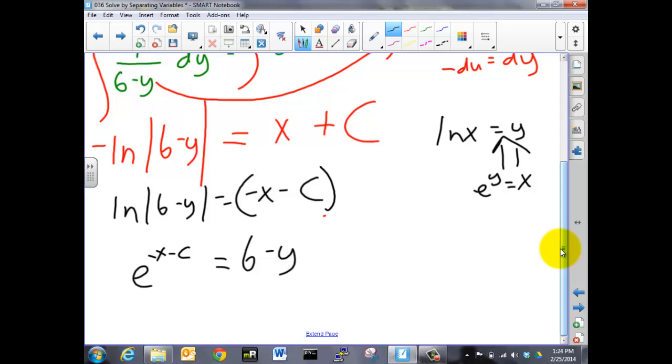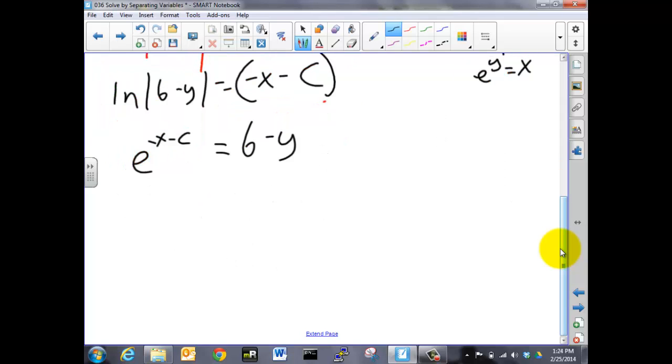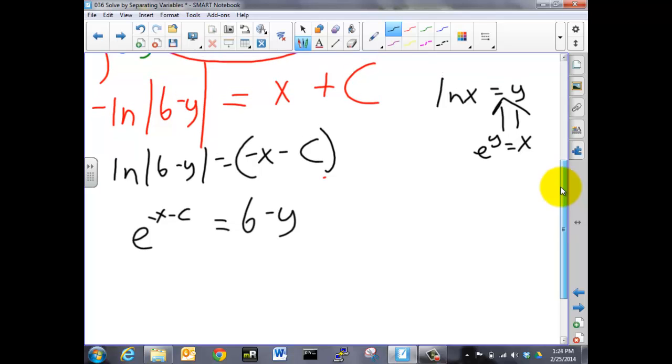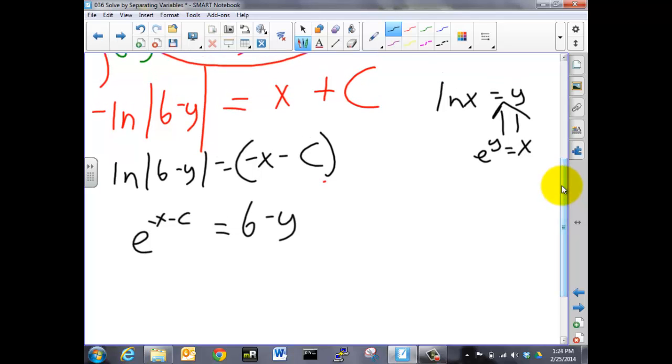Now, we wanted to get y by itself, so what do you want to do to solve that, figure that out? Good question. Does the 6 minus y have to be absolute value anymore? The answer is no, it does not. I can't really give you a great explanation for that, but just no, it does not, okay? So now we need to get y by itself. I'm going to wind up with y equals 6 minus e to the negative x minus c.